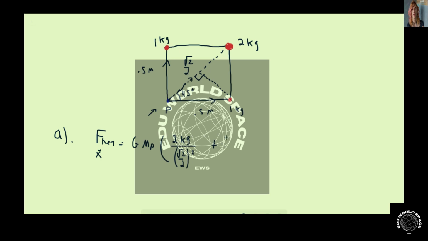So I'm going to say that we have two of these terms. So 2, and these masses are 1 kilogram, and then the distance is 0.5 meters squared. And then we have that cosine of 45 term. Now we should be able to evaluate that, and we'll get 9.67 times 10 to the minus 12 newtons.